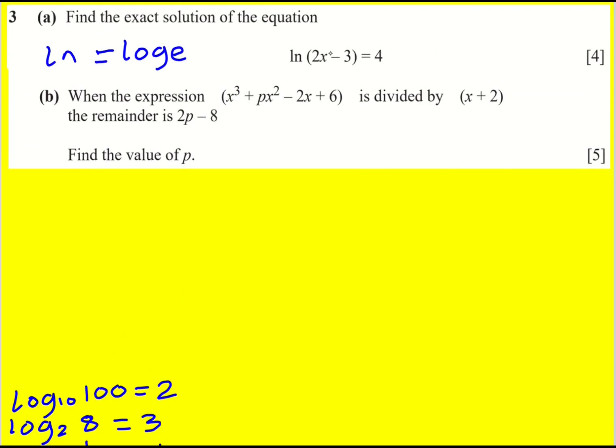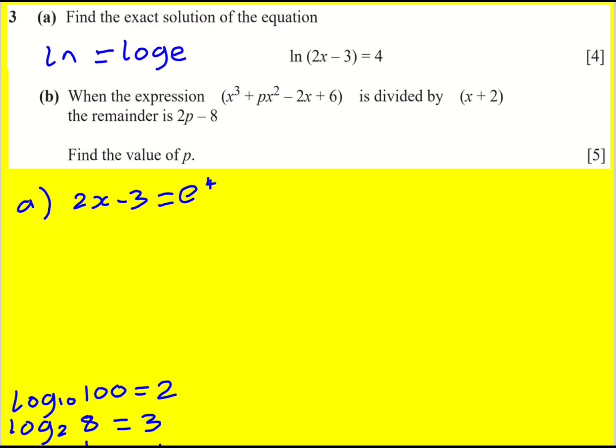So what we can do in this question is we have log to base e of 2x minus 3. That's saying, what do I raise e to the power of to get 2x minus 3? We actually know the answer is going to be 4. So we can undo the log. We can write down that 2x minus 3 must equal e to the 4. And that's our first step for solving this equation.